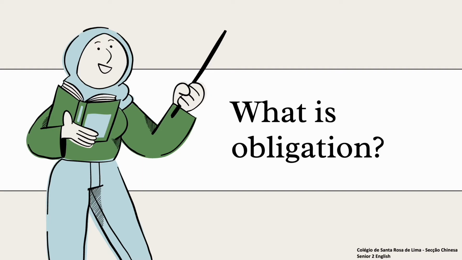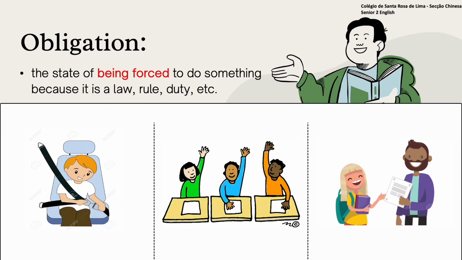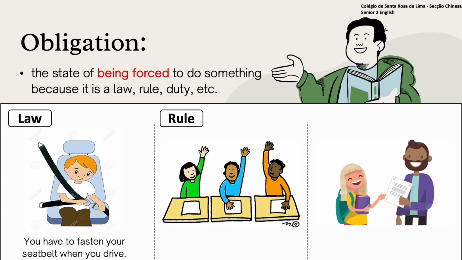First of all, what is obligation? Obligation is the state of being forced to do something because it is a law, rule, duty, etc. Below, there are 3 examples of obligation. The first one is a law. You have to fasten your seatbelt when you drive. The second one is a rule. You must raise your hand to speak in class.